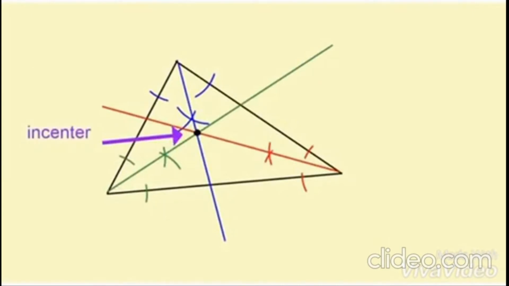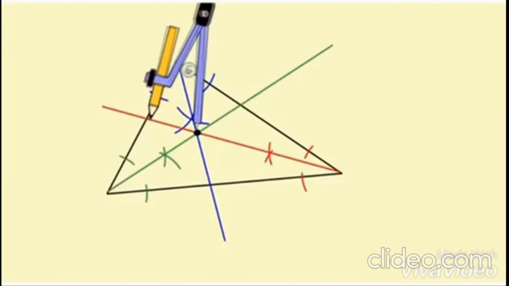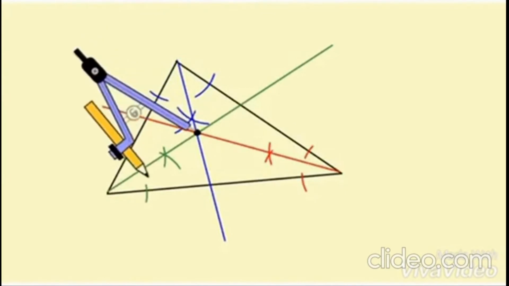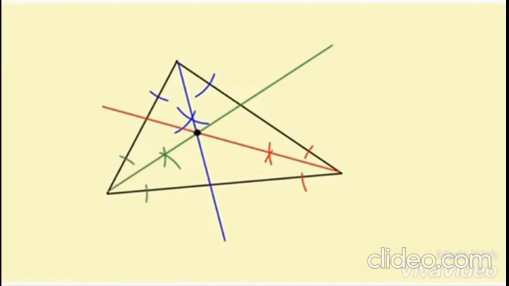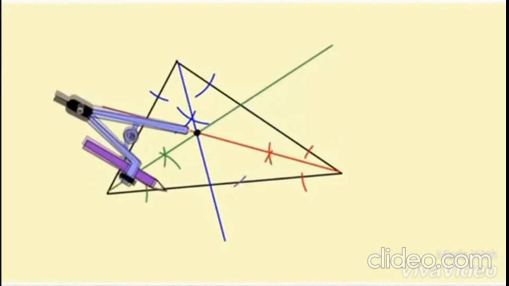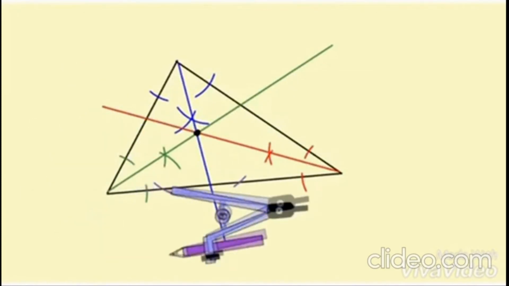The reason it's called the incenter is because it is the center of a circle that is inscribed in the triangle. Now the problem is we can't just take the compass and put the center here and kind of eyeball it, saying this looks like the radius, because that would not be a construction. So what we have to do is construct the radius, which is the perpendicular segment from the incenter to one of the sides.